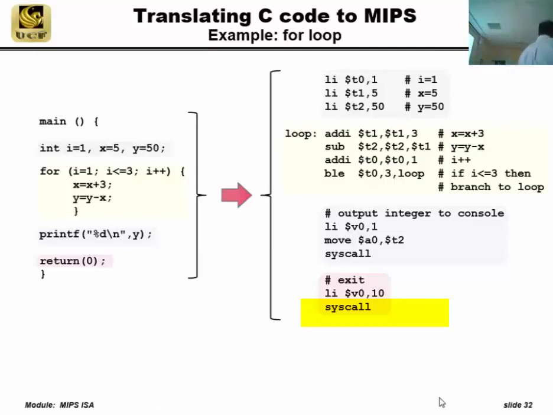Why are we loading 10 to V0 and on the other one to V0? Oh, service codes. This prints an integer. This exits a program. It's the operating system call. When you call the syscall, it looks inside V0 to figure out what function you want to perform. If it's a 1, print integer. If it's 10, it means exit.